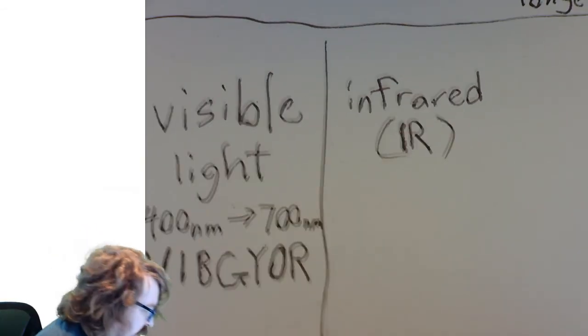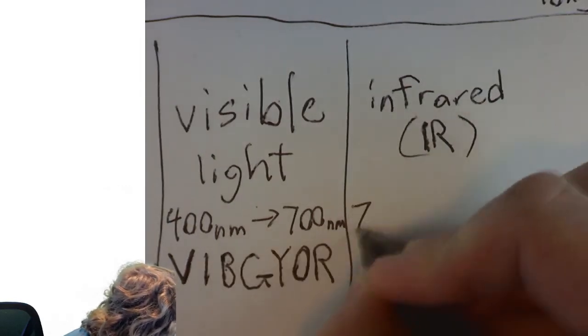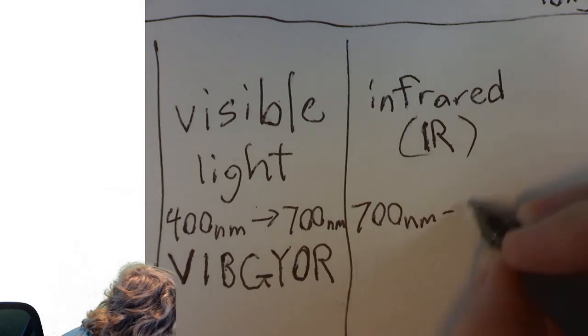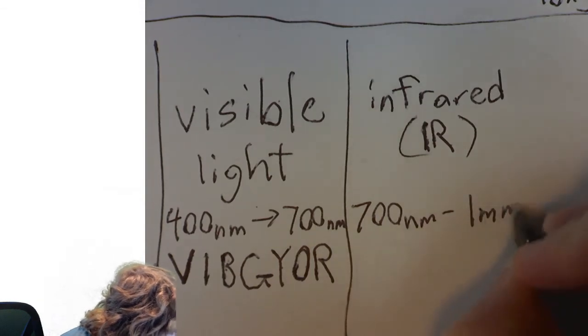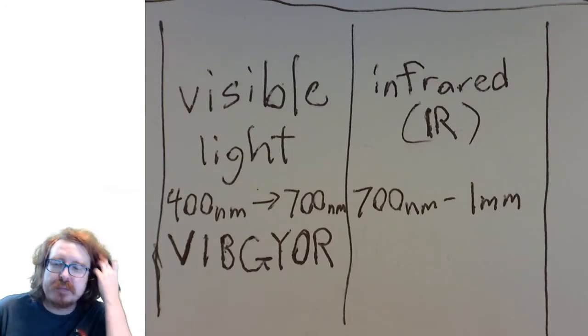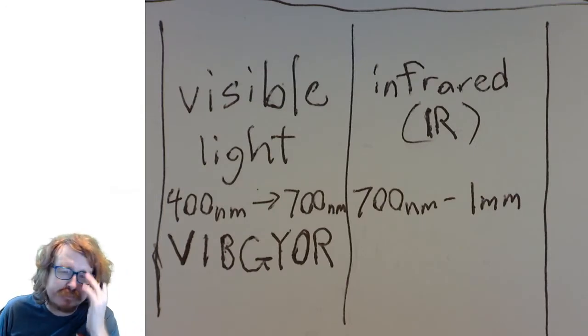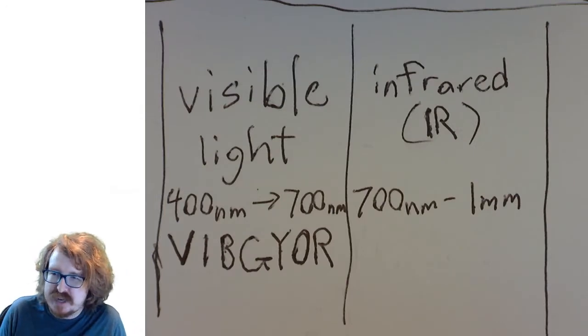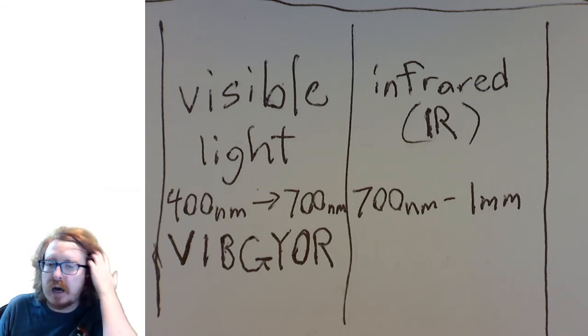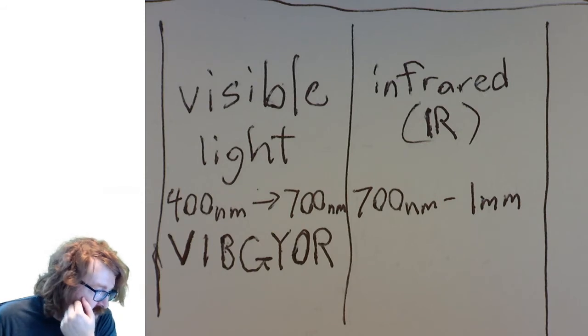And its wavelength range is anything between 700 nanometers all the way up to 1 millimeter. And 1 millimeter doesn't sound very big, but it's much, much bigger than 700 nanometers because nanometers are so small. Okay, now, somebody's pointing something out.